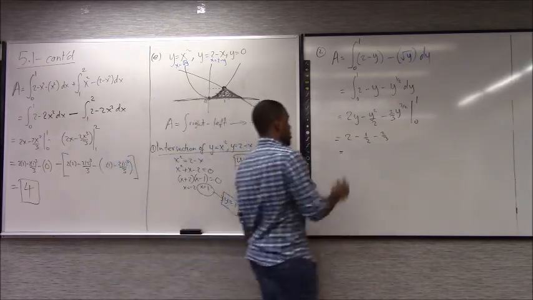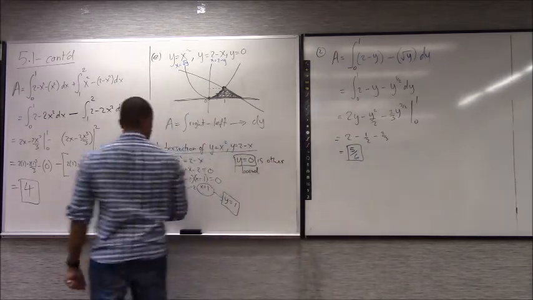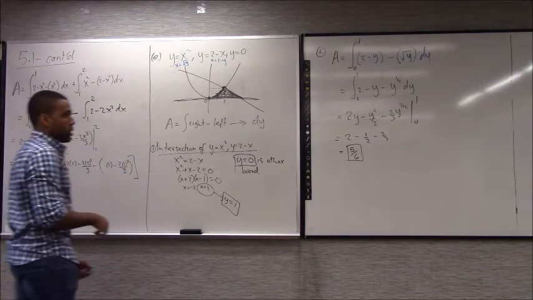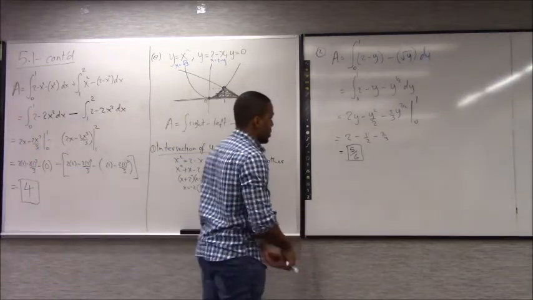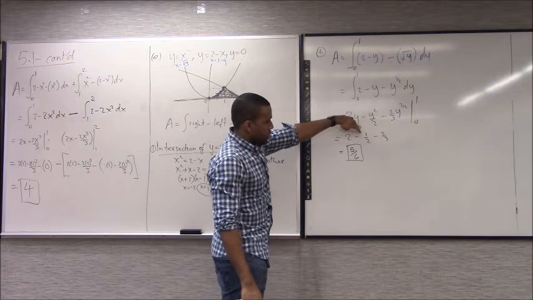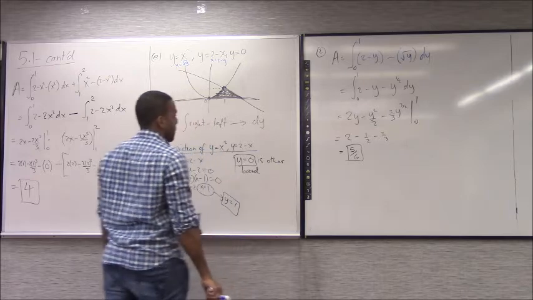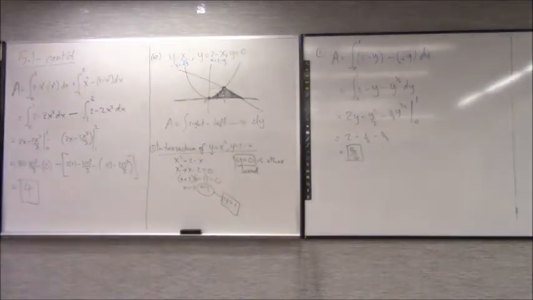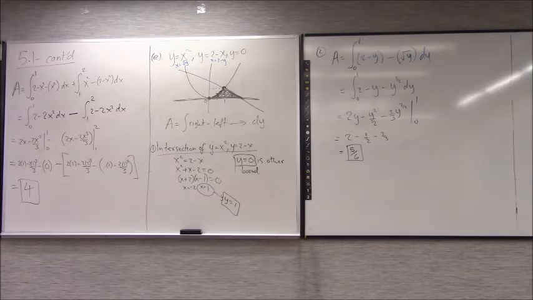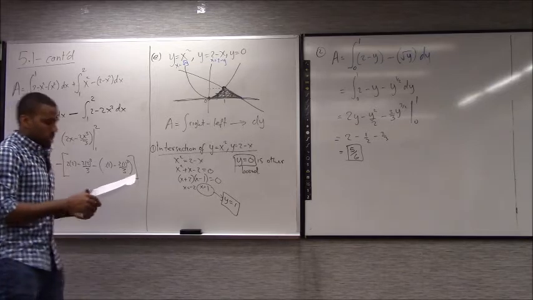And what was that? I think that's maybe 5 or 6. Right, the LCD is going to be 6, so this would be 12 over 6 minus 3 over 6 minus 6 over 6. Any questions on that?